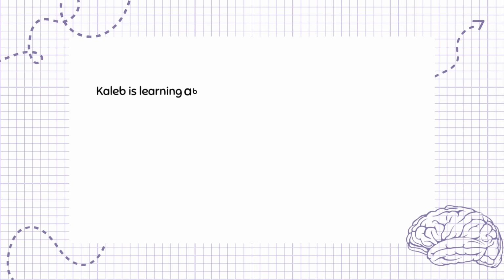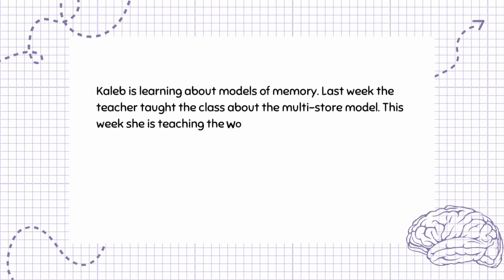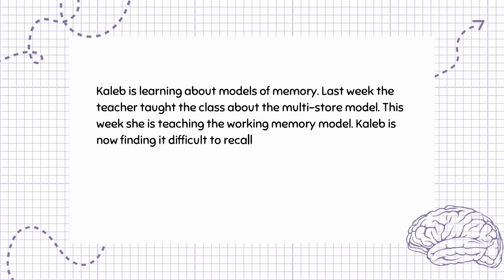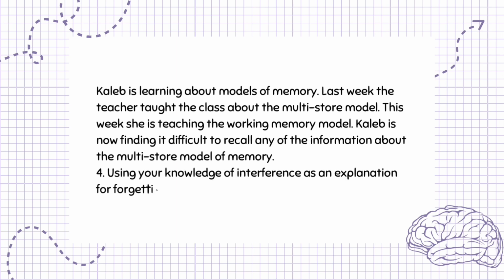Caleb is learning about models of memory. Last week the teacher taught the class about the multistore model. This week she is teaching the working memory model. Caleb is now finding it difficult to recall any of the information about the multistore model of memory. Question 4. Using your knowledge of interference as an explanation for forgetting, explain Caleb's difficulty. 3 marks.